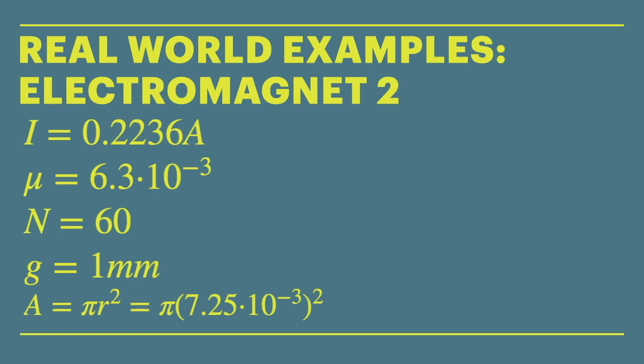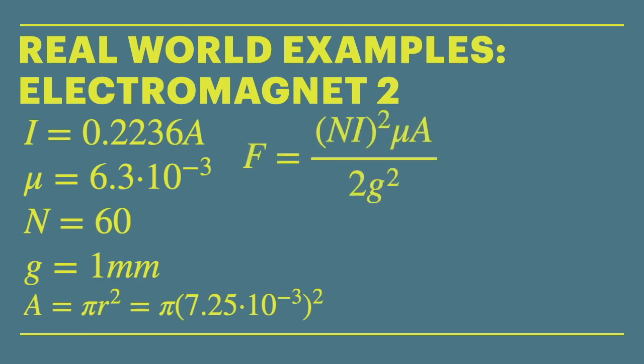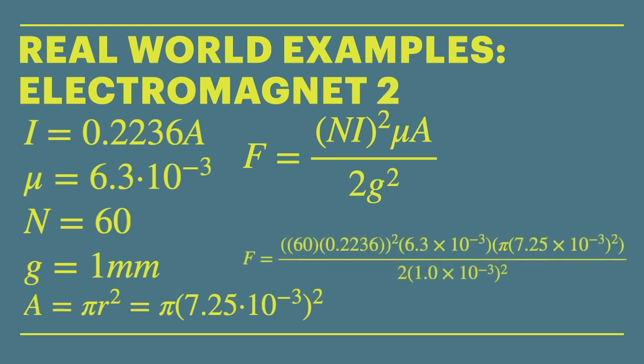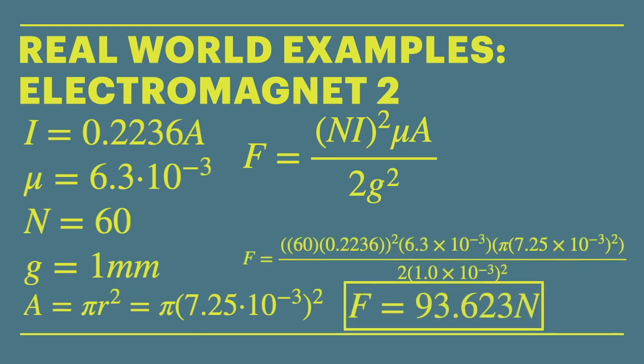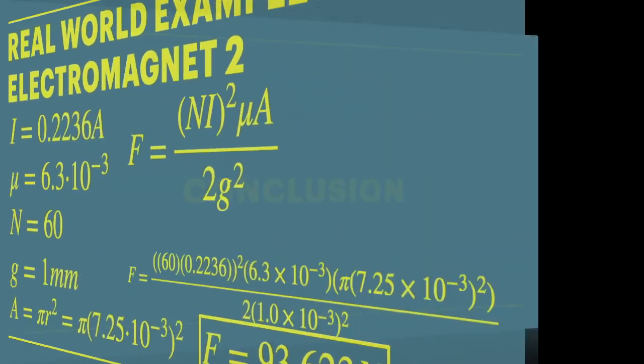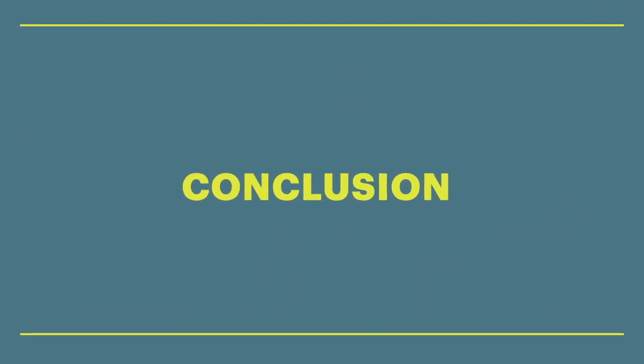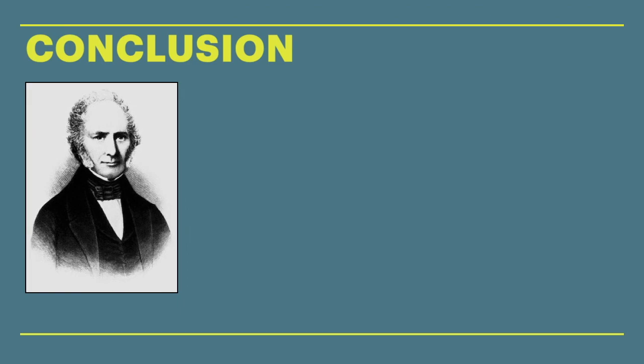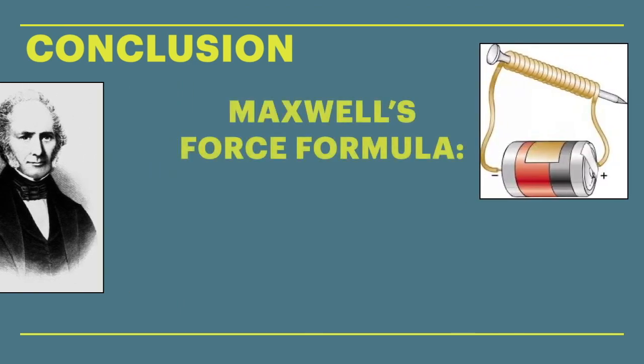And we found that the radius was 7.25 times 10 to the negative 3 meters, or 7.25 millimeters. And to calculate the area, we're going to substitute that radius into pi r squared. We then substitute all these variables that we just found into our force equation and find that the force is equal to 93.623 newtons.